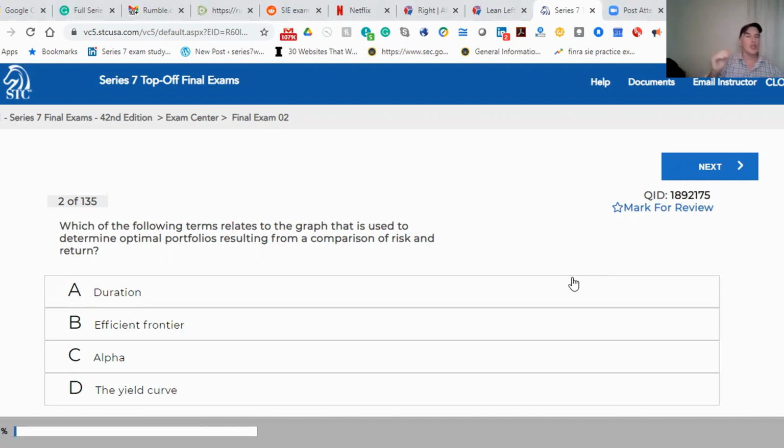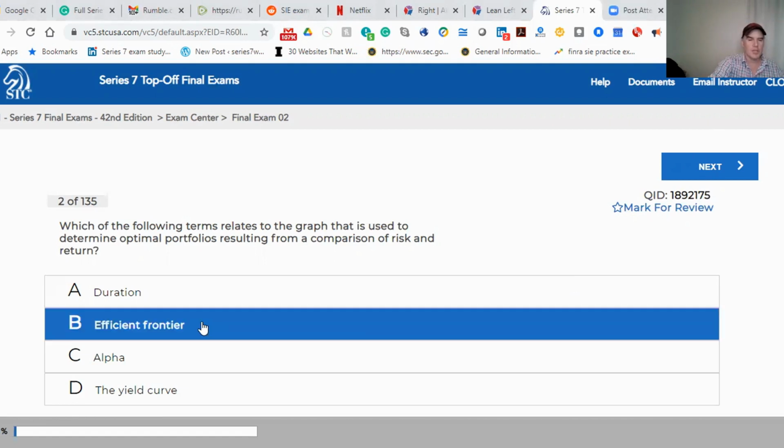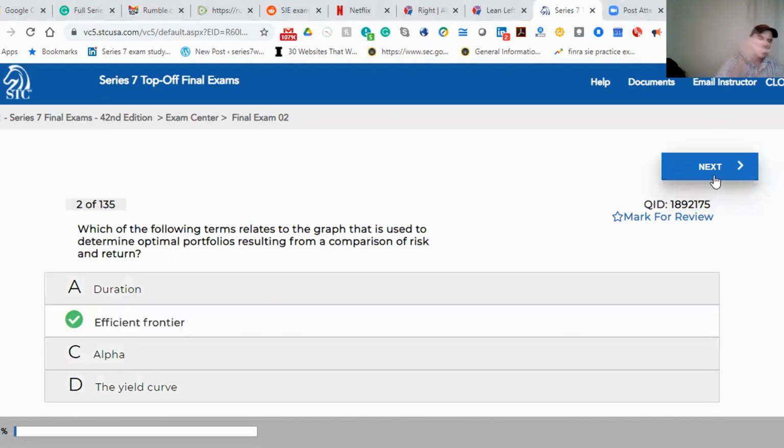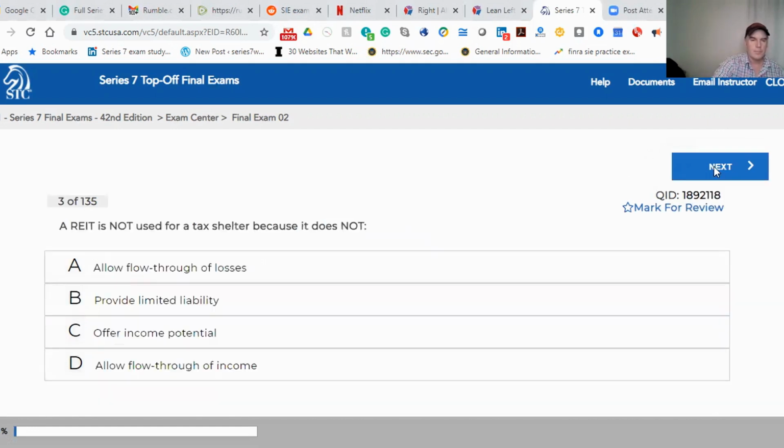The efficient frontier should be basically where you have the most reward with the least amount of risk. Let's give it a shot. Let's see what happens. 2 for 2. Let's go. Let's see if we can keep this up.